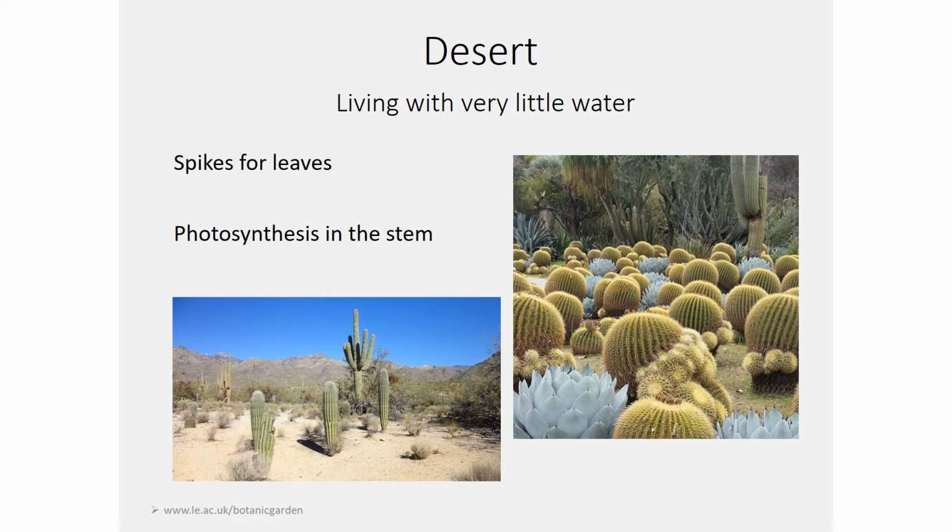Cacti can live in the desert because they have spikes instead of flat leaves, so they don't dehydrate. That is, lose too much water, like you can on a hot day if you don't drink enough. The spikes can also help to protect them from being eaten by animals.